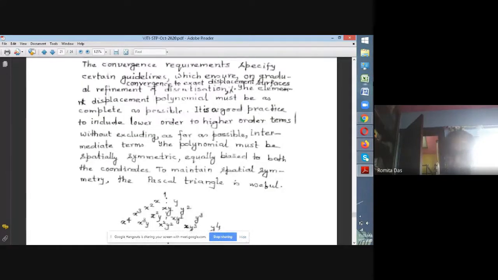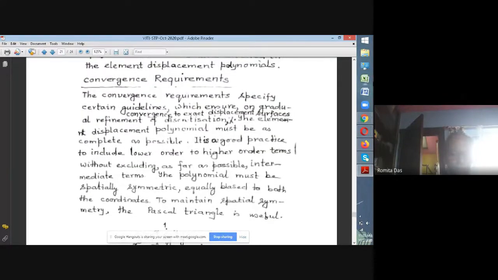One thing is that the polynomial that you select for the displacement variation should be symmetric. It should not have any bias with respect to any coordinate. So if you have second degree variation in the x direction, you must have second degree variation in the y direction. So when you write a polynomial, u equal to alpha 1 plus alpha 2x plus alpha 3y plus alpha 4x square plus alpha 5xy plus alpha 6y square, you see, it is a polynomial which has second degree variation in both x and y direction.